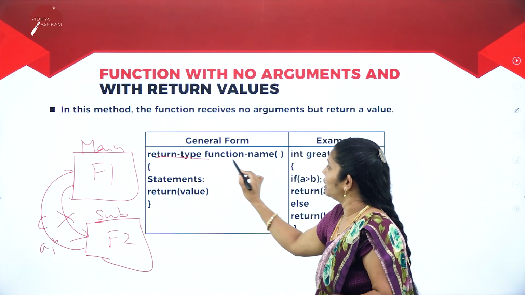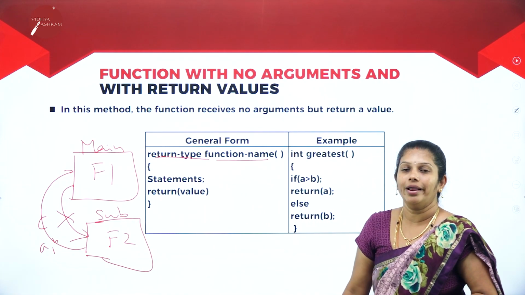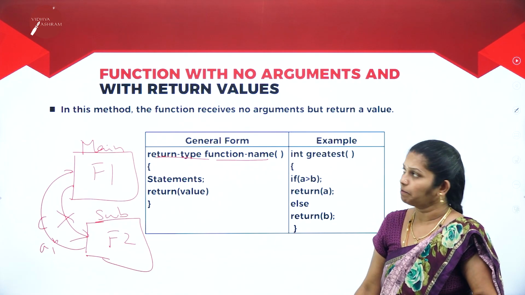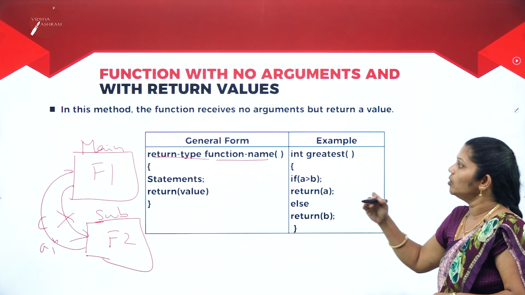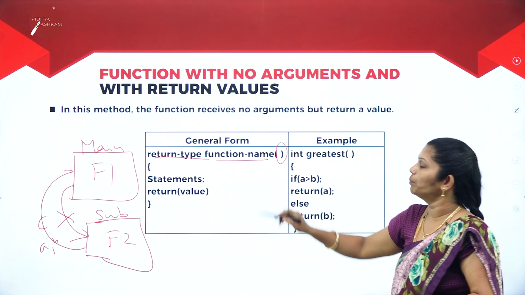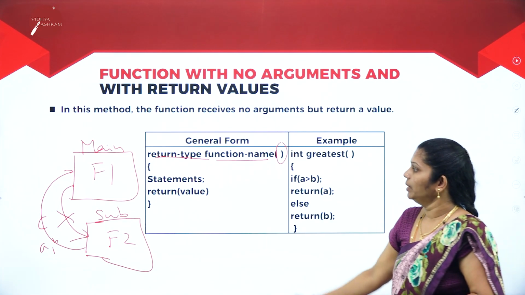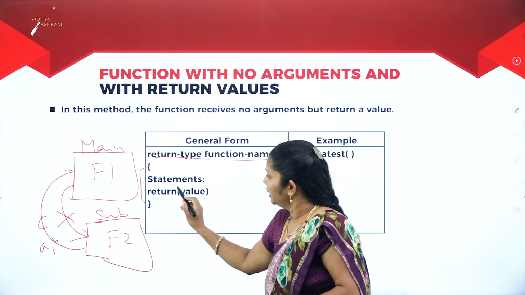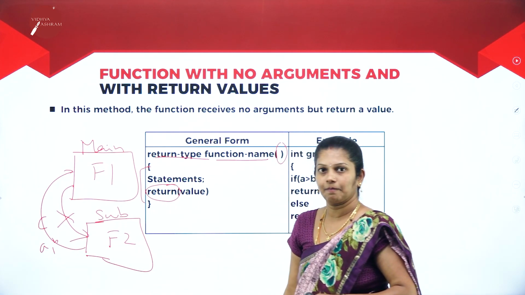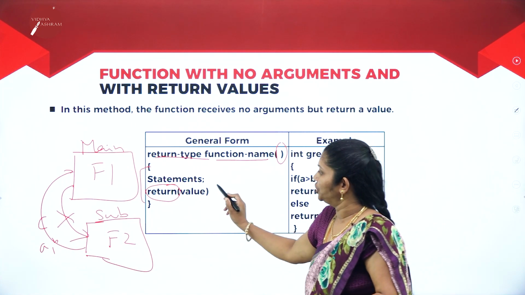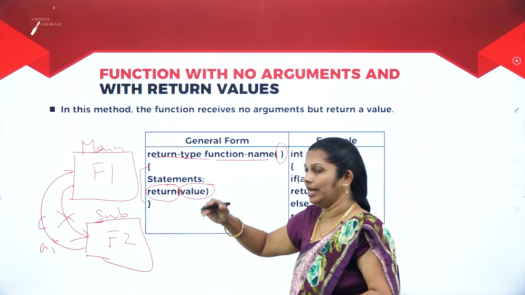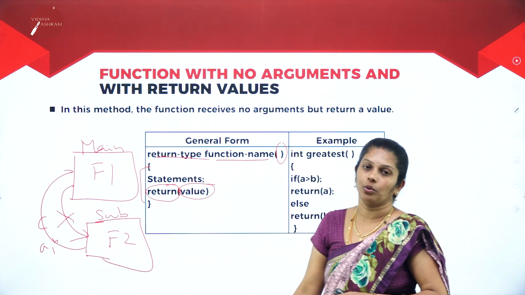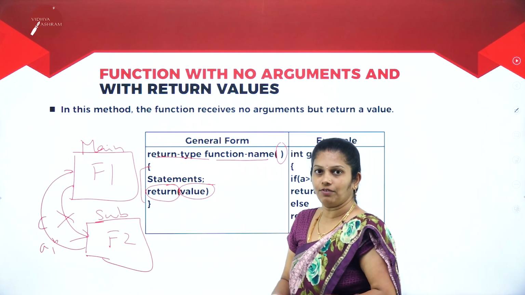Then you have to write the function name. But here, while writing, empty brackets were written. It means that no values are passing here from the main program to subprogram. Then inside the brackets, we'll write the statements. Then here we are using the keyword return. It means that after calculation, this is the value we will return to the main program. Then we'll close the function here.